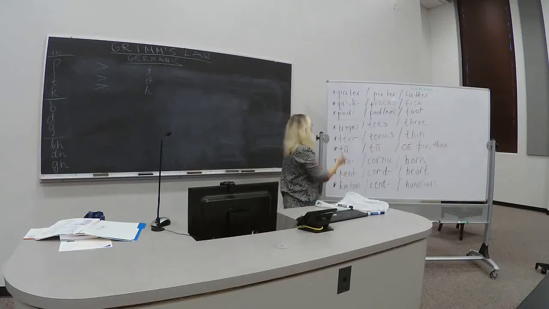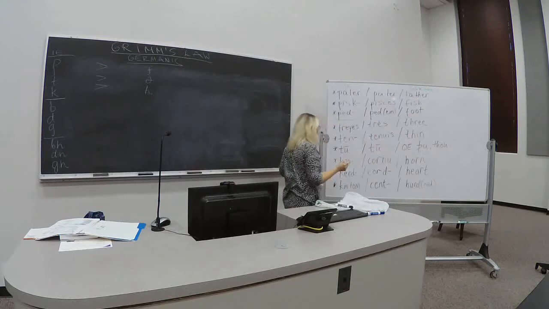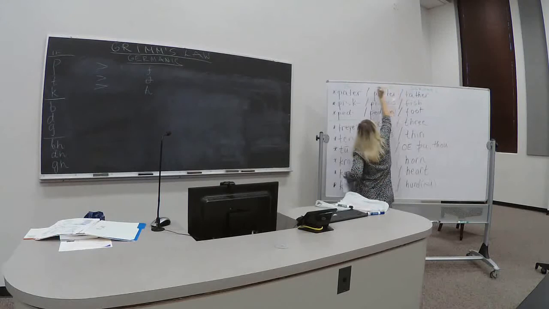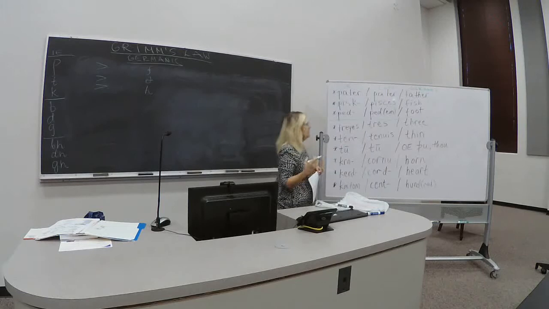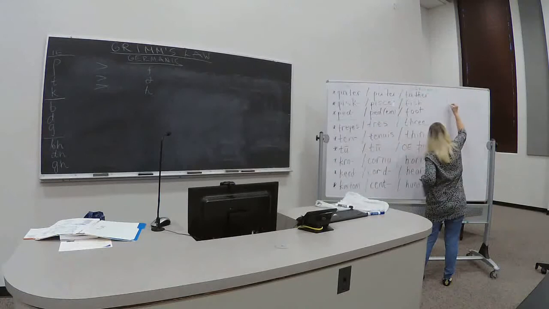When you have an asterisk in front of a word or a root in historical linguistics, it means that it has been reconstructed by historical linguists comparing tons and tons of data. So these would be the Indo-European roots, and these are Latin. So pater in Indo-European, in Latin it's pater, no change really at all. In Germanic, the p changes into an f.